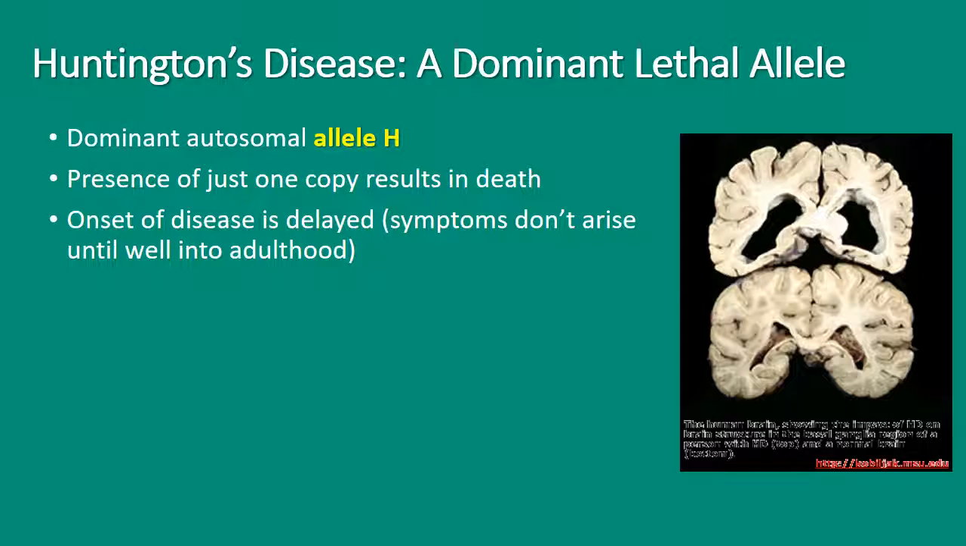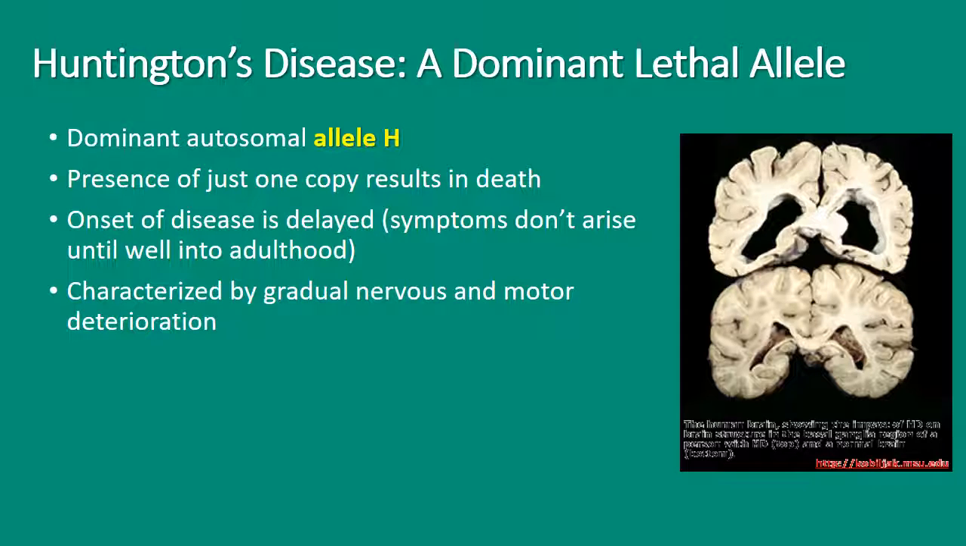And the most interesting thing about Huntington's disease is the onset of the disease is delayed, and usually people don't start showing symptoms until late in adulthood. Maybe sometimes as early as in their 20s, but usually people are in their mid-40s to early 50s before they even start showing any symptoms. And basically what happens is there's a breakdown of the brain matter, which you can see here, the big holes in the brain, which is going to lead to gradual nervous and motor deterioration.